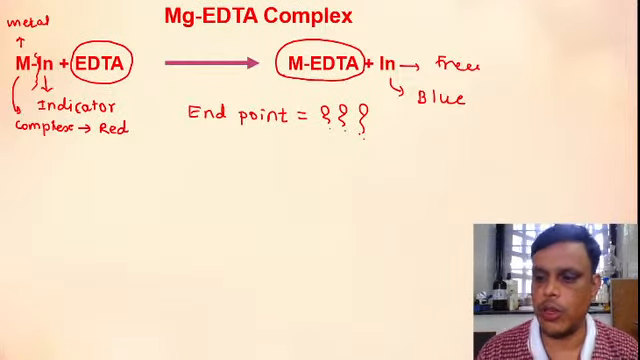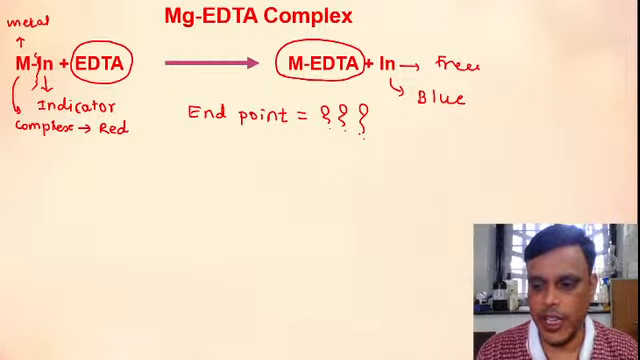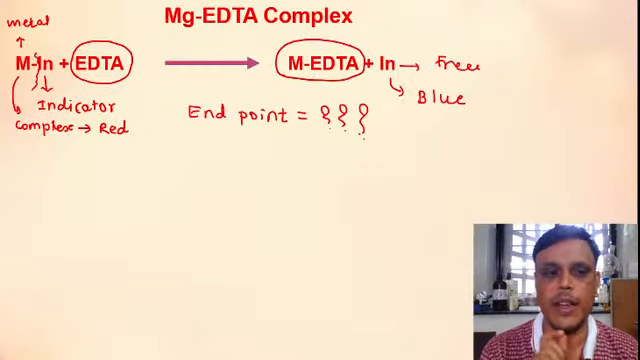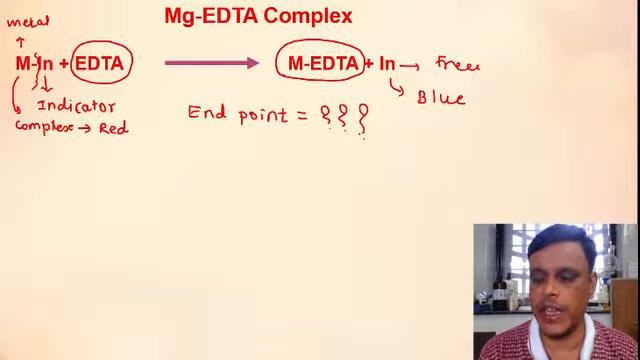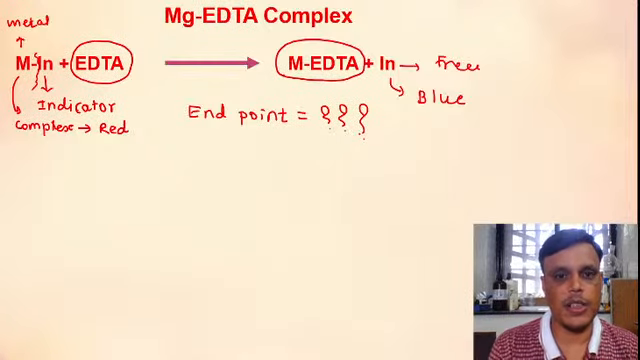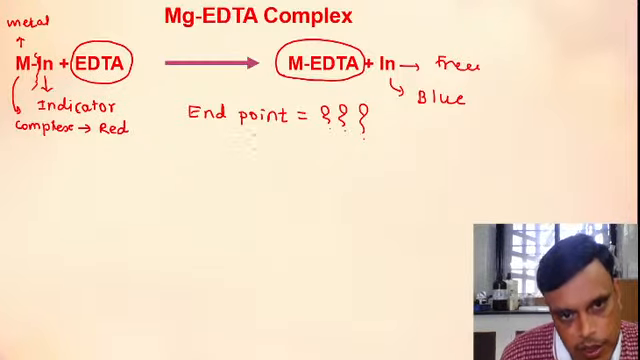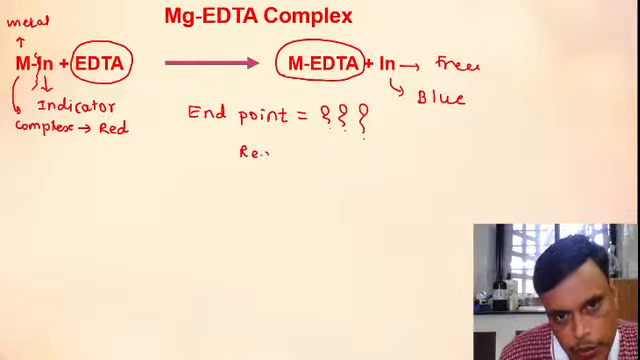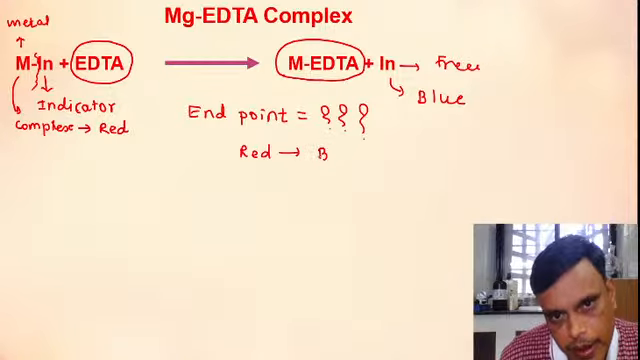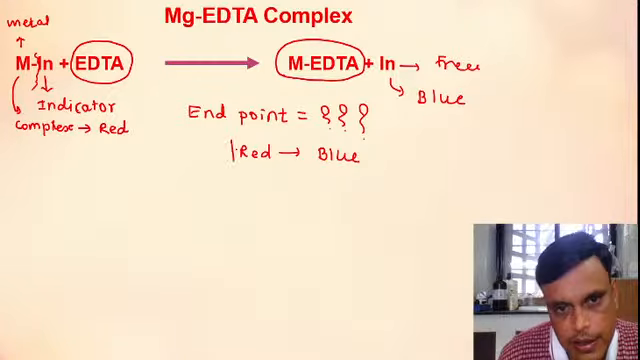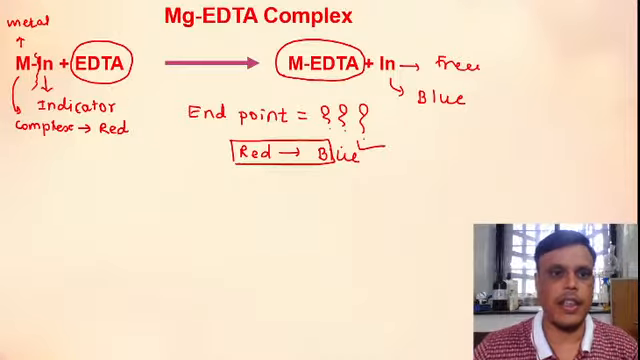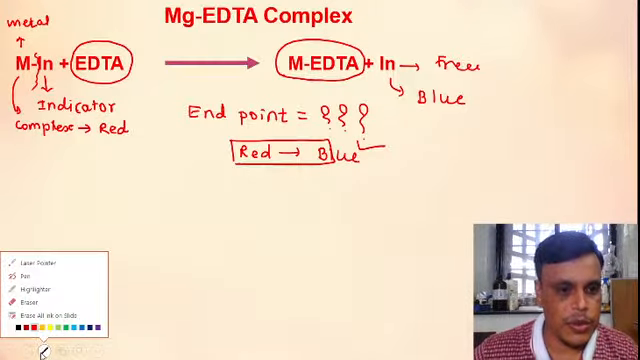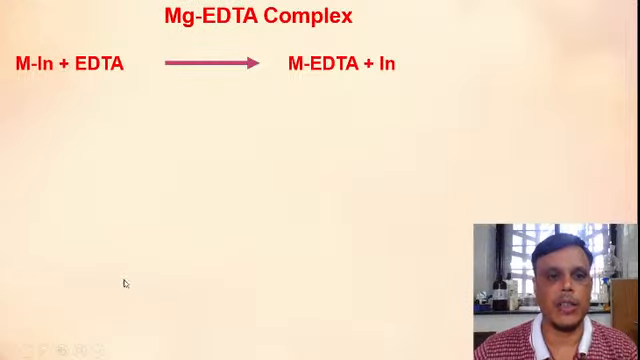Rajendra, Sandesh, Vaibhav, Pramodini. Correct. Very good, Pramodini. The end point of the titration is red to blue. Very good. The end point of the titration is what? The end point of the titration is red to blue. Correct. Very good. So this is the end point of your titration. Okay. So you have understood the magnesium EDTA complex.